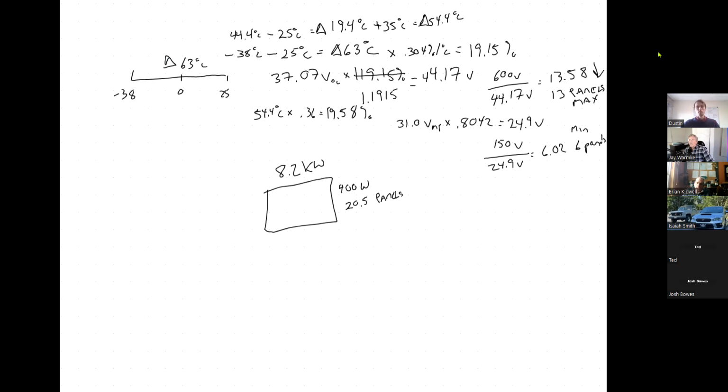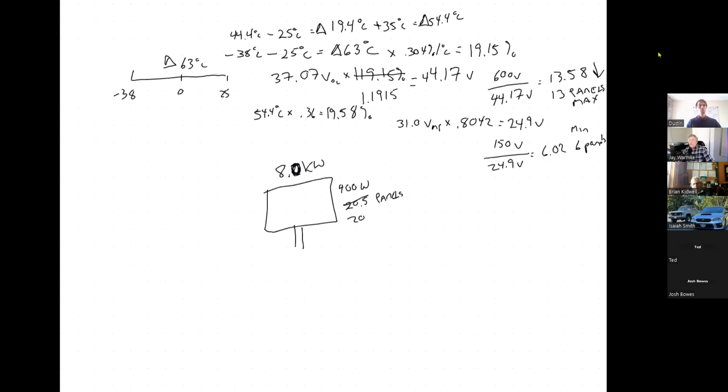Well, we've got 20.5. So clearly my assumption was right. We can either do 2 strings of 11 or 2 strings of 10 in this case, right? So let's go ahead and do 2 strings of 10. So now we're only going to have 20 panels, and 20 times 400 watt, pretty easy math. That's going to be a basic 8.0 kW system, right?